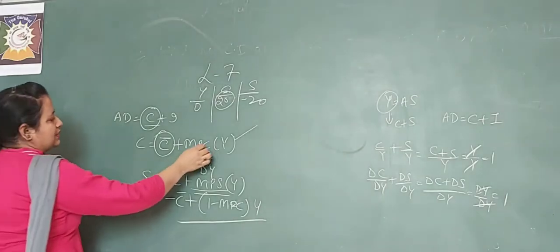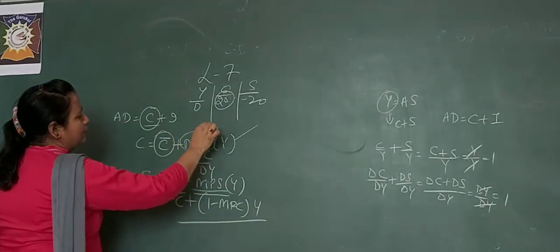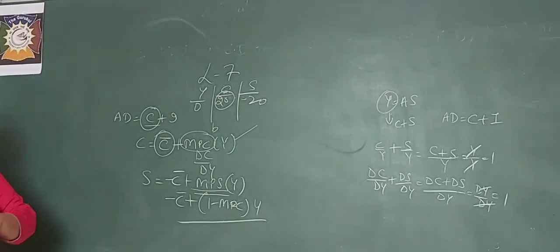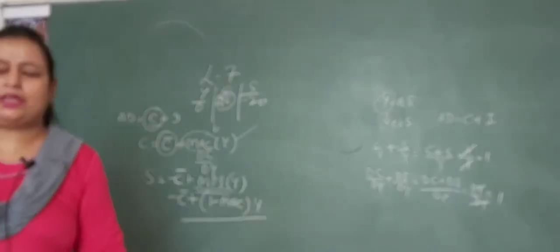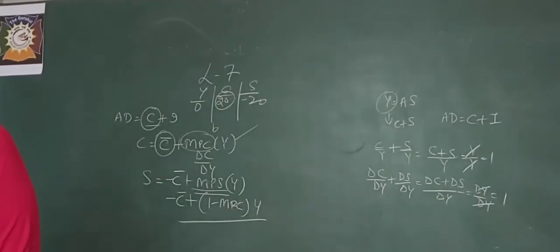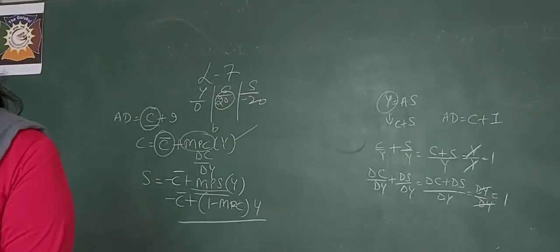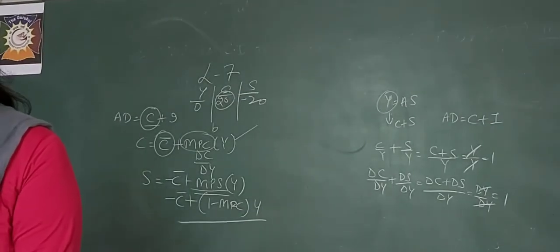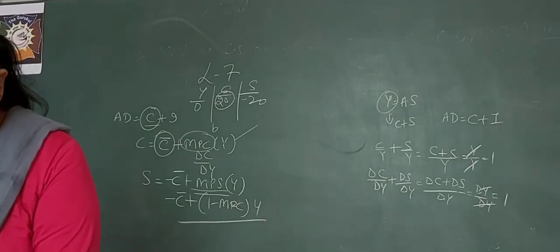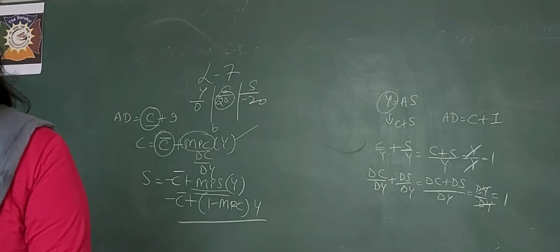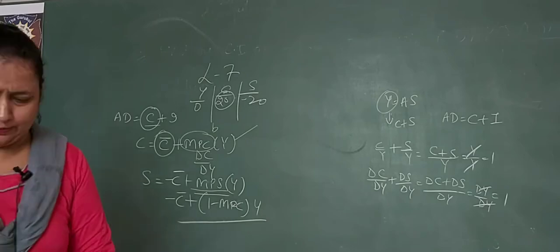And in some places it is denoted by b also, the slope of consumption. So I am telling you that it is the slope of the C line, or MPS is the slope of the S line.